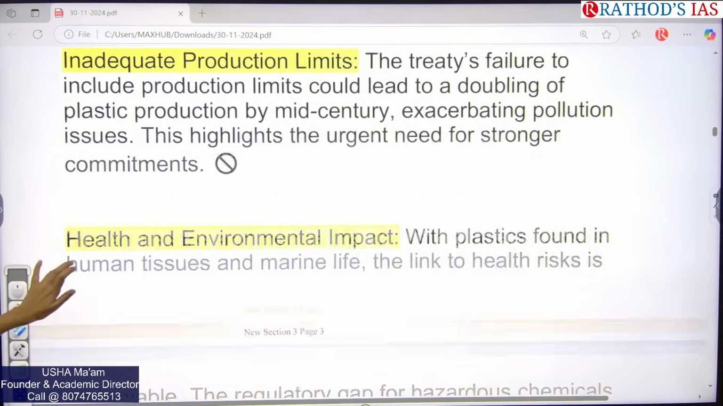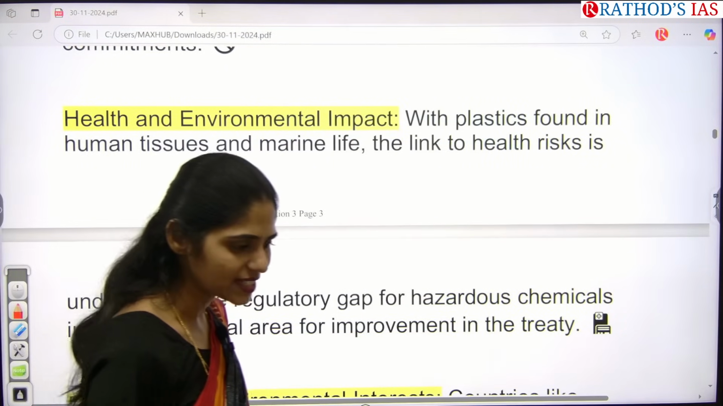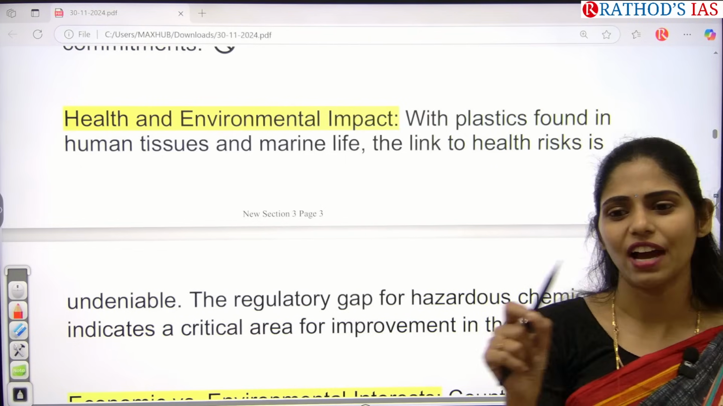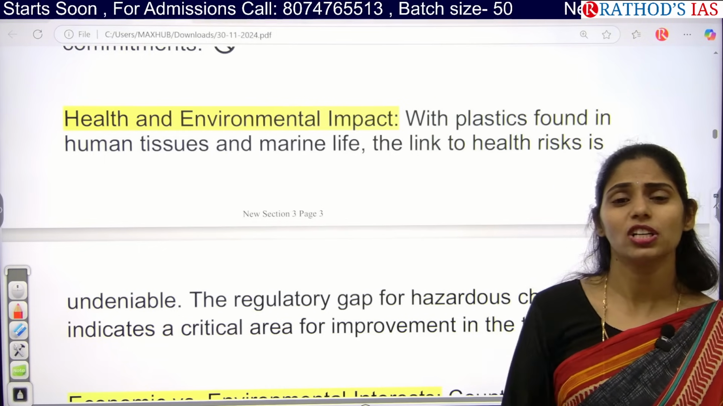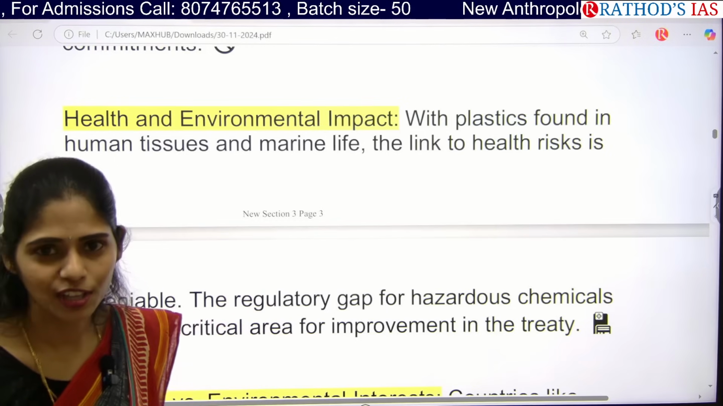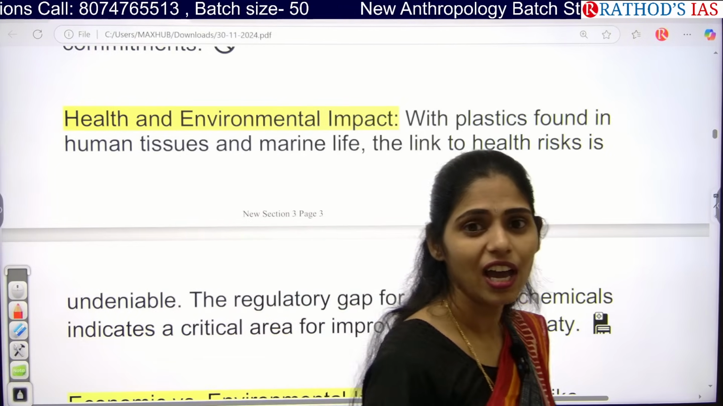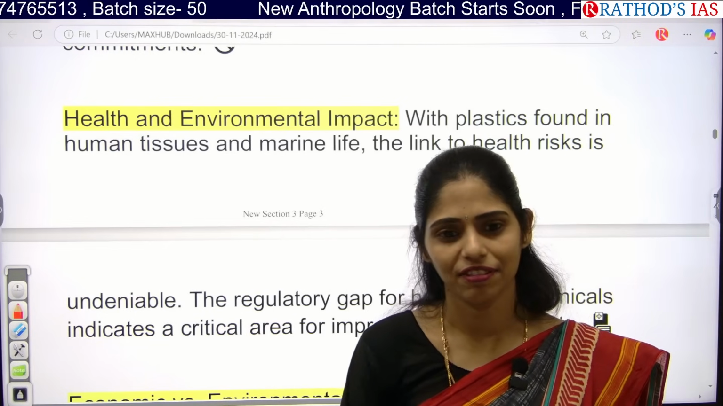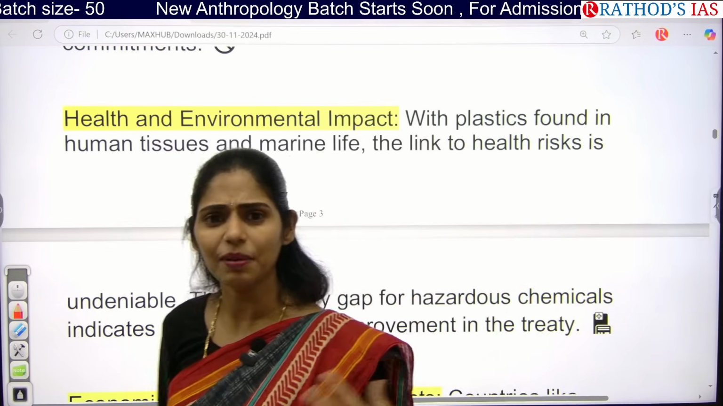And next is plastic which is found even in human tissues and marine life. One study said that even in the blood of humans we have microplastic. That much bioaccumulation and biomagnification is happening because of the extensive use of plastic. You can imagine that if we are seeing it in our blood itself, you can understand how far we have integrated plastic into our life. We are not leaving plastic even in our sleep, because it is in our blood itself.